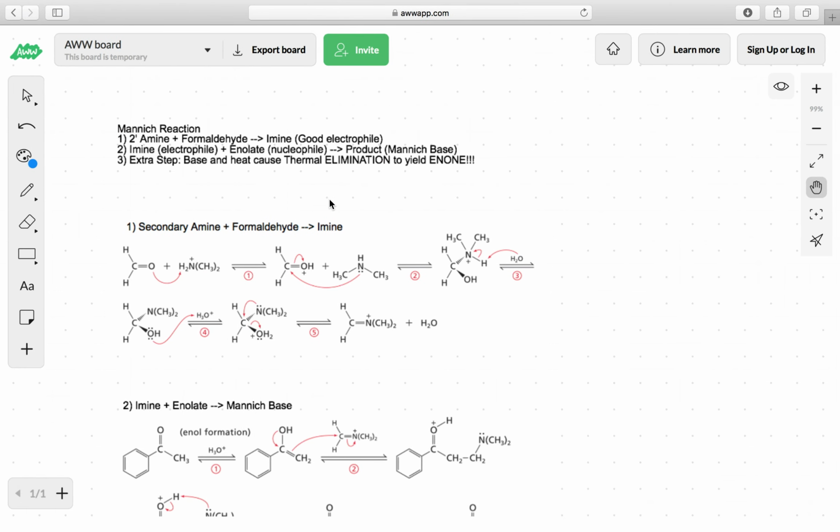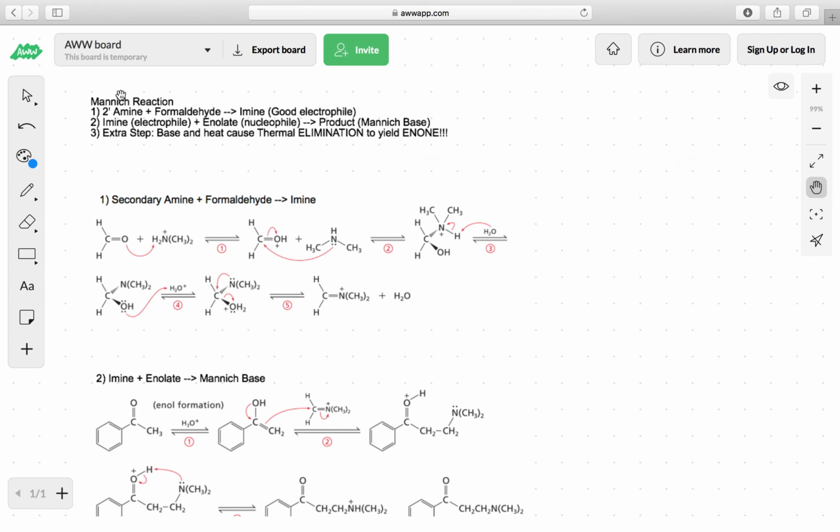So today we'll be going over chapter 24, and in chapter 24 we'll be looking at the addition reactions on enones. The three main reactions I'll be focusing on today are the Mannich reaction, the Michael addition, and the Robinson annulation. So let's jump right in. The first reaction I'm going to go over is the Mannich reaction.